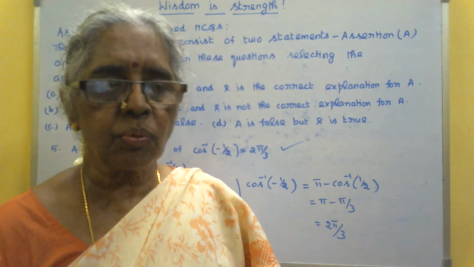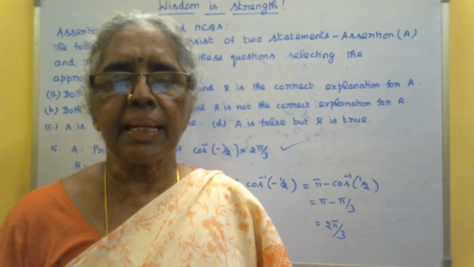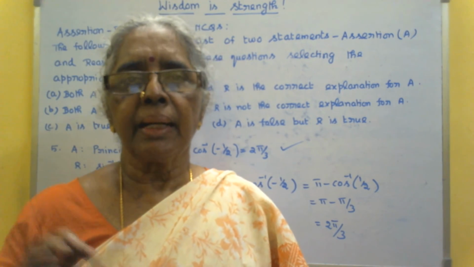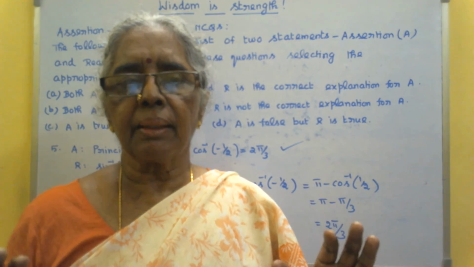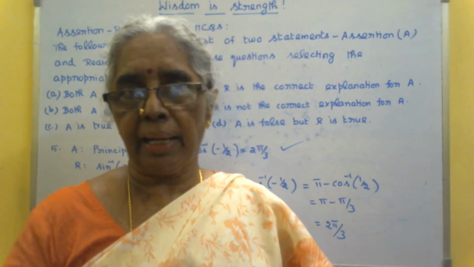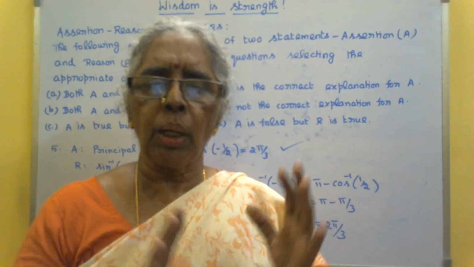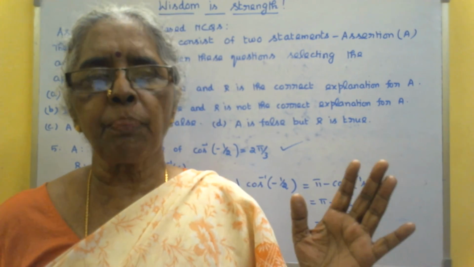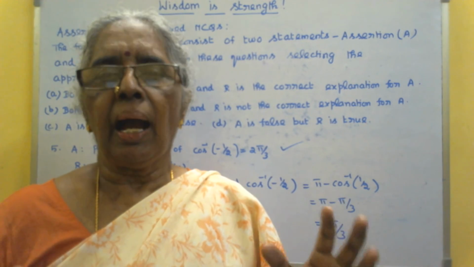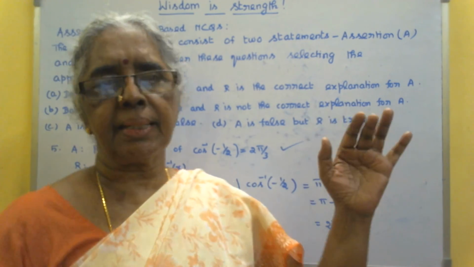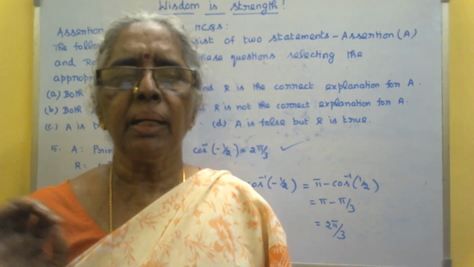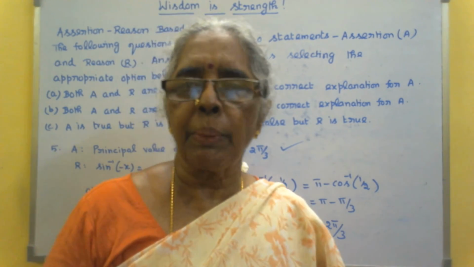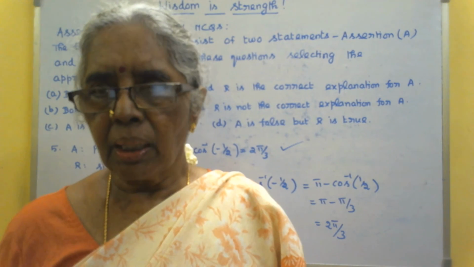So, now we have seen 5 sums in assertion, reason MCQs. In this, what you should be very clear about is, first read all the formulae, all the concepts about the chapters. And then if you read the assertion and reason statements clearly and analyze each one, whether it is true or false, you will be able to answer them.